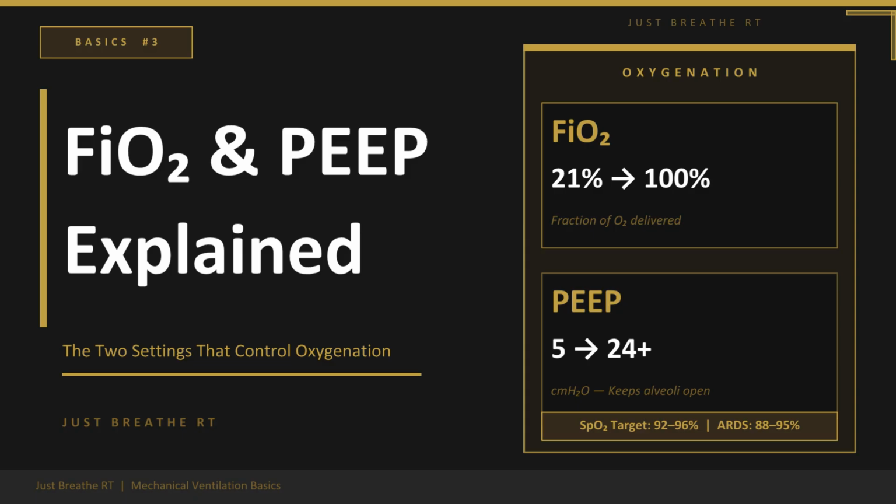FiO₂ and PEEP, the two settings that control oxygenation on the ventilator. What they mean, how they work together, how to set them for your patient, and why getting them wrong has consequences that go in both directions. Too low and your patient is hypoxic. Too high and you are causing a different kind of damage entirely.